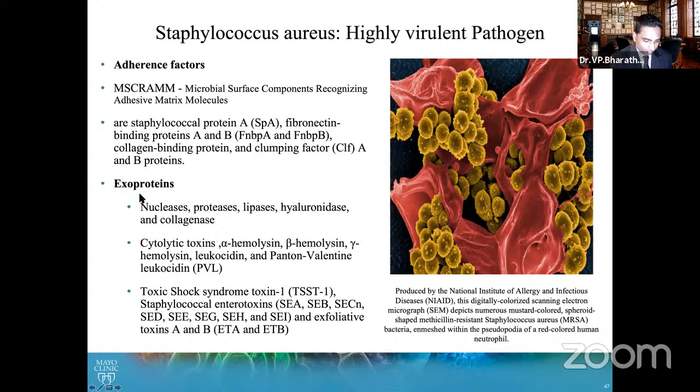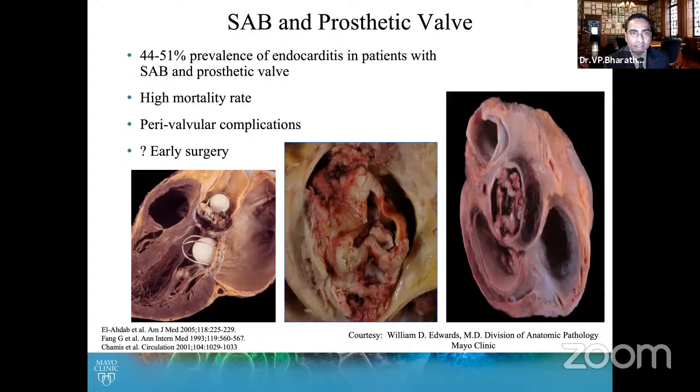If a patient has a prosthetic valve and develops Staph aureus bacteremia, almost half of them will eventually be diagnosed with endocarditis. So these patients almost always need a TEE. They have a high mortality rate, and perivalvular complications are also very common. So these patients need a TEE as soon as possible.